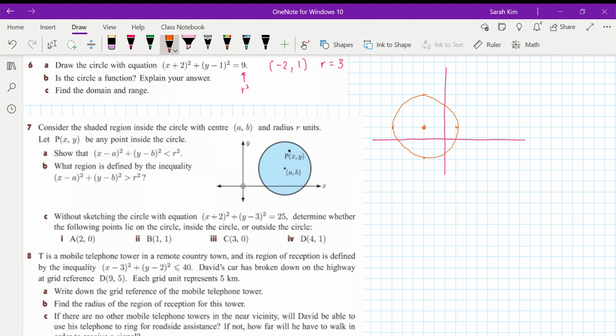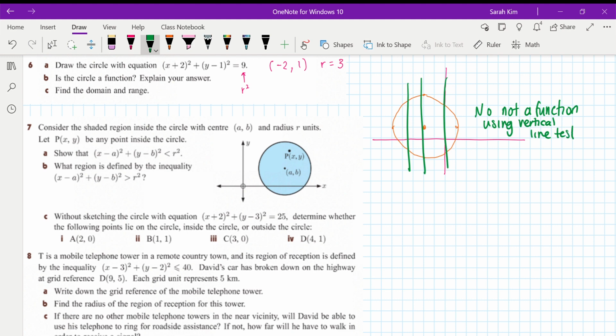So is this circle a function? Explain your answer. Well, let's draw our vertical line tests. No, not a function. Using the vertical line test.